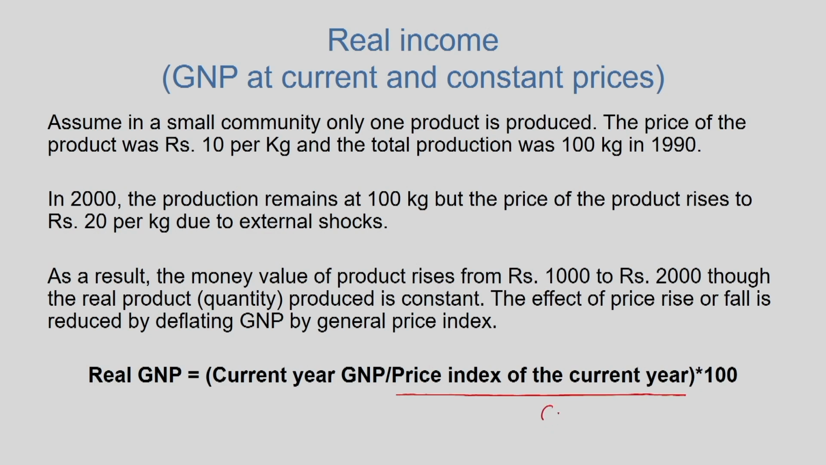Usually we use the consumer price index or the wholesale price index. The Labour Bureau, the Ministry of Labour, has a list of price indices. In India, we have consumer price index for agricultural labourers, we have consumer price index for industrial workers, we have wholesale price index, and any of these indices can be used to deflate the current GNP at market prices to arrive at real GNP. So essentially what we are trying to do when we are calculating real GNP is adjust for inflation within the economy.